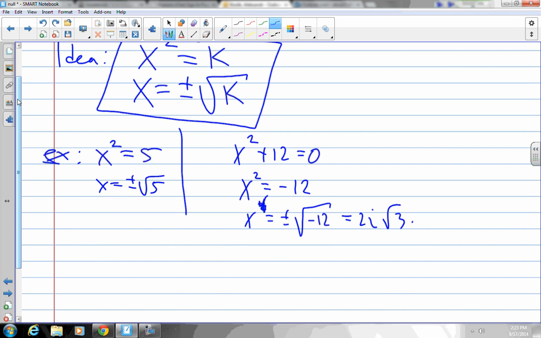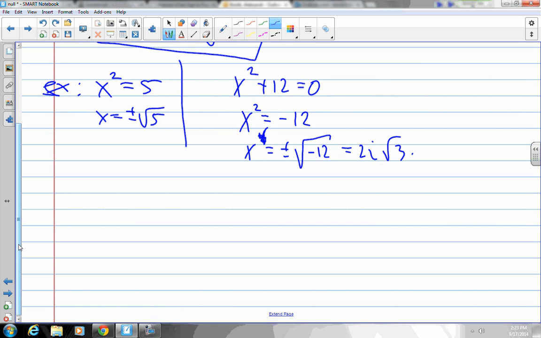The way we do those, 12 is 4 times 3, square root of 4 is 2. 3 stays. Is that okay? Yeah. Again, your book writes it like that, so there's an appearance that i is clearly not under the radical.